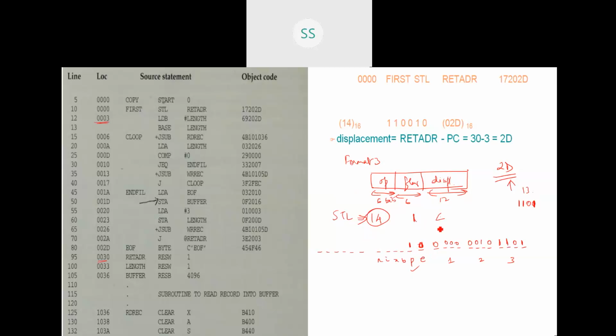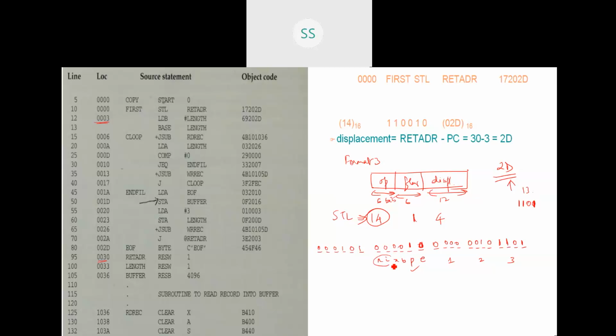14 means 1 and 4, isn't it? 1 is represented as 0 0 0 1 and 4 is represented as 0 1 0 0. Okay, I'm not using the index register, and I'm not using the base register. So those are all put as 0.